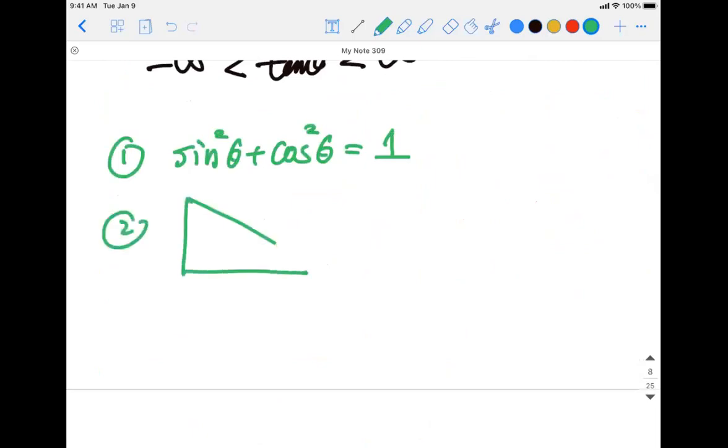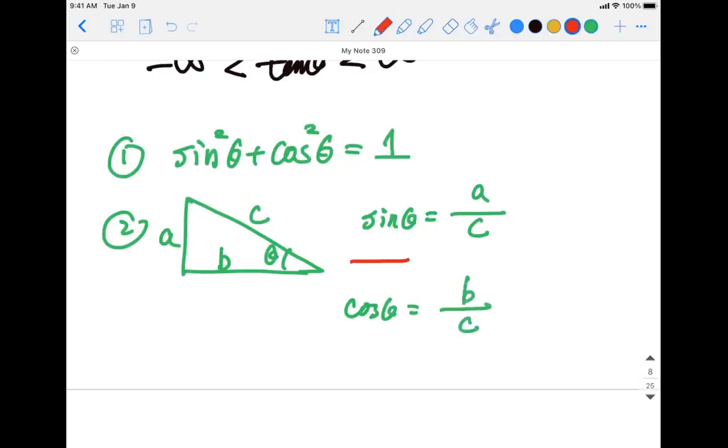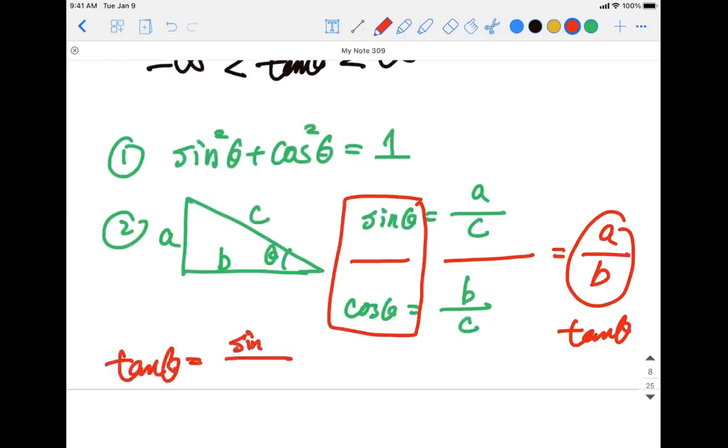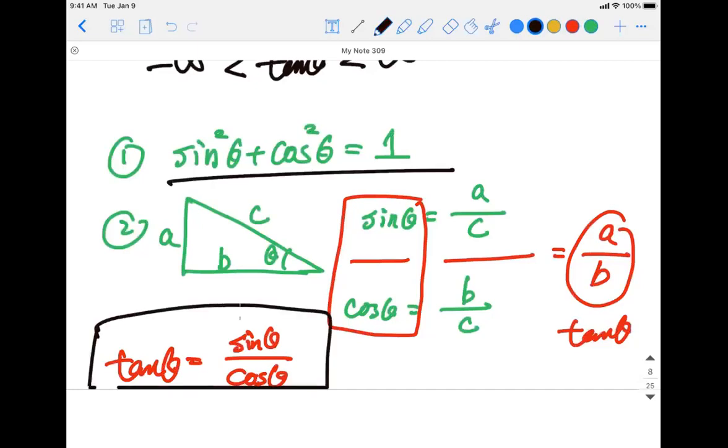The second is this, again, theta. This is A, this is B, this is C. Let's see, sine theta equals A over C, right? Cosine theta equals B over C. What if I want to do a division between these two? Sine theta over cosine theta will be A over B, is it right? And A over B is actually what? Our tangent theta. So here you need to remember a second very important thing: tangent theta equals sine theta over cosine theta, right? So generally speaking, as long as you remember these basic relationships from the definition, you will be okay for most of the trigonometry basics related problems.